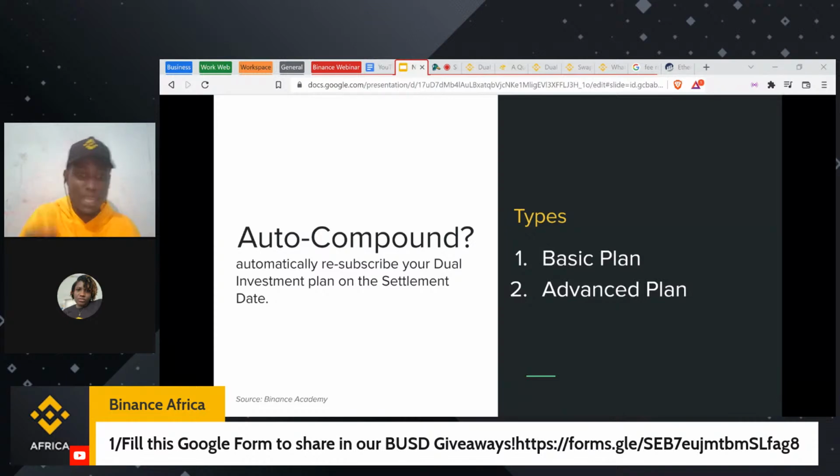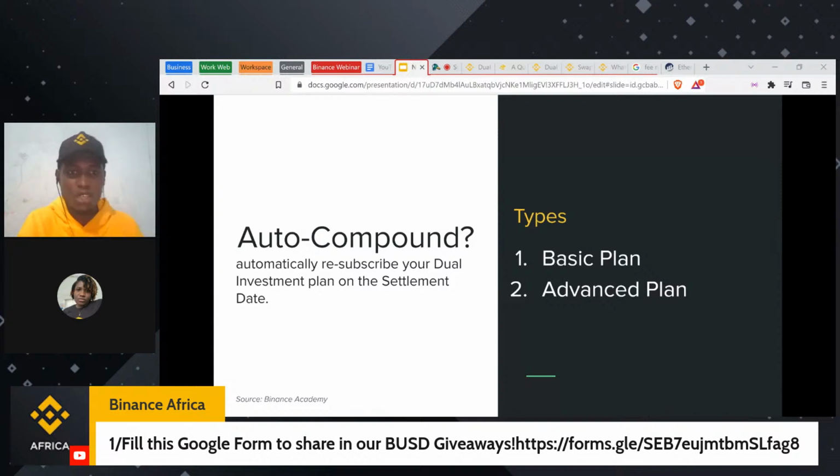Then the new target price it will set for you will be 10% lower, at 18,000 US dollars, from the 20,000 US dollars for BTC that you had before. So that's basically all I want to discuss on dual investment.